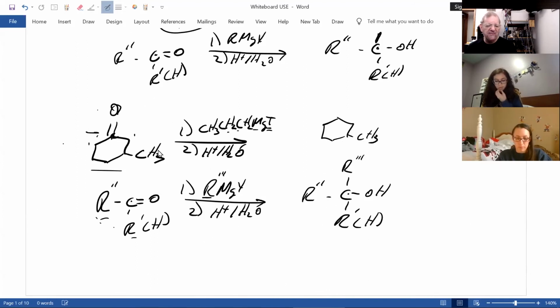This is my carbon, that's this carbon, that's this carbon, that's this carbon. I'll have a hydroxyl group. And what's my R triple prime? Doesn't matter which side you put the hydroxyl group. My R triple prime is 3 carbons. Which carbon has the magnesium halide, the end one?